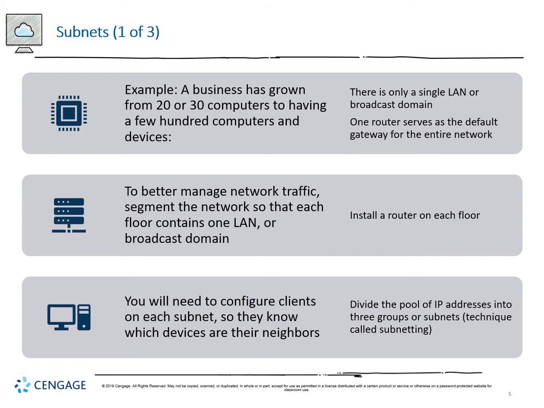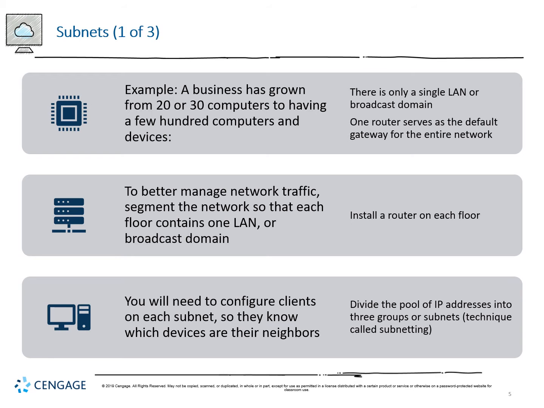So here's an example. A business has grown from 20 or 30 computers to having a few hundred. Pretty significant growth, right? Now currently there's only one LAN or broadcast domain, and one router serves as the primary default gateway for the entire network. So that is the main means by which data enters or exits from our local network, right? That's what a default gateway means.